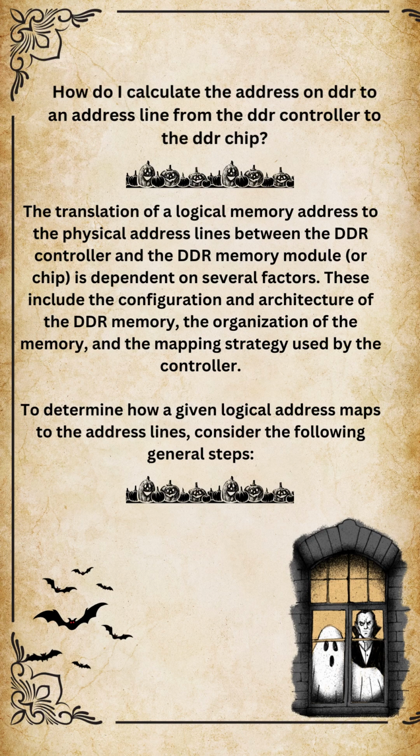The translation of a logical memory address to the physical address lines between the DDR controller and the DDR memory module, or chip, is dependent on several factors. These include the configuration and architecture of the DDR memory, the organization of the memory, and the mapping strategy used by the controller. To determine how a given logical address maps to the address lines, consider the following general steps.